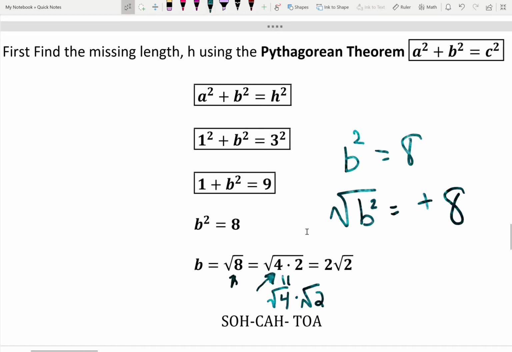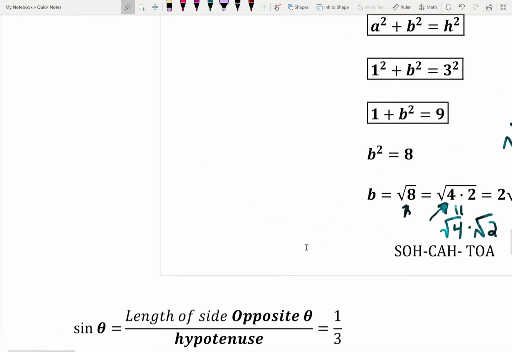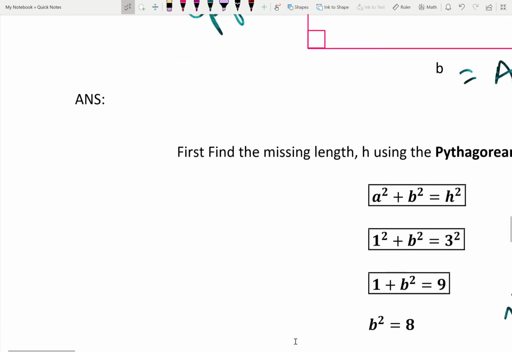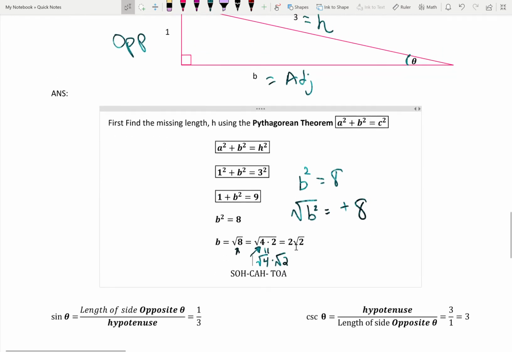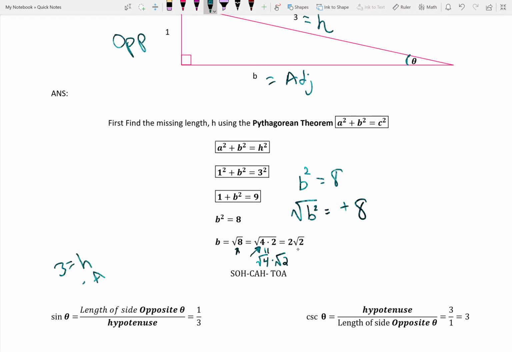Okay, so let's apply SOHCAHTOA again to find these trig functions. Let me just rewrite those numbers actually. So the hypotenuse, 3 was the hypotenuse, and we found the adjacent side was 2 times square root of 2, and the opposite side was 1.